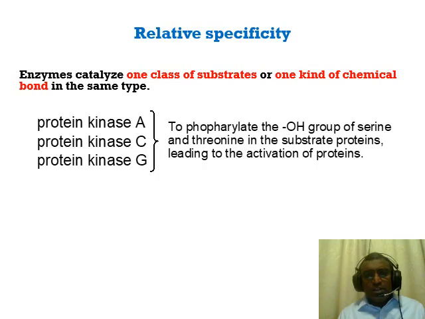Next is relative specificity. This one has three enzymes: protein kinase A, kinase C, kinase G. All three, when they see a protein that has serine as well as threonine, are able to phosphorylate, meaning they add phosphate. Therefore, they are not so specific. They see any such protein, and all three can then put phosphate onto that particular protein.